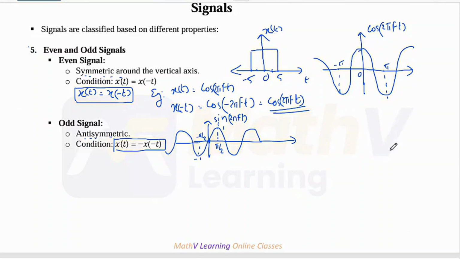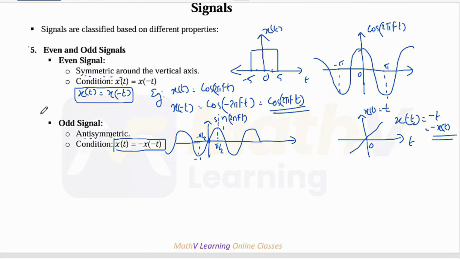Okay, similarly we have, say, a ramp signal. If we have a ramp signal, x of t equal to t. Okay, this is again an odd signal. It is anti-symmetric, right? x of minus t is equal to minus t, that is minus of x of t. Okay, so these are odd signals.